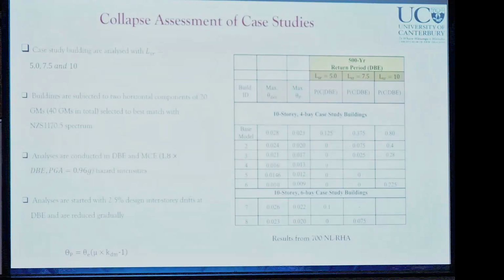Typically for well-detailed buildings, the collapse probability is zero at 500-year return period. Most of the engineers in New Zealand designing buildings are actually within this range, so number 3. So we get with good detailing zero collapse probability at 500-year return period.